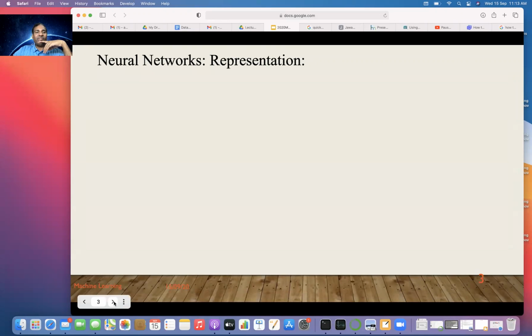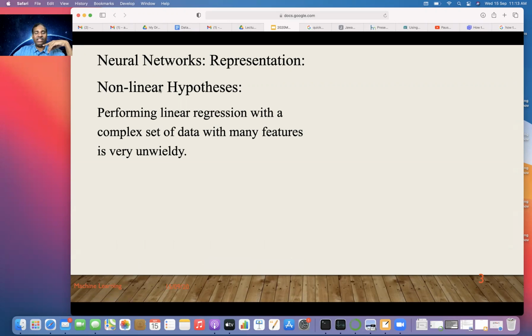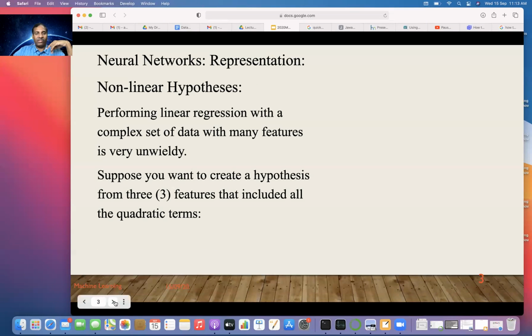So here, the new concept comes, that is called neural networks. So how do we represent neural networks? We'll see. So neural networks for non-linear hypothesis. We don't assume now that only linear terms will be there in our hypothesis. We will also allow non-linear terms. Performing linear regression with a complex set of data with many features is very unwieldy. We'll take some examples. If you want to exhaust all non-linear hypotheses, is it easy for us?